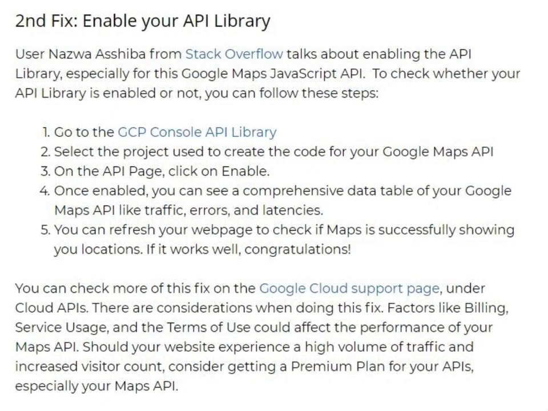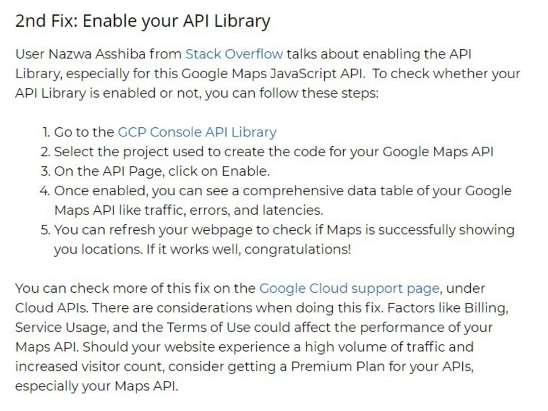User Nazwa Ashiba from Stack Overflow talks about enabling the API library, especially for this Google Maps JavaScript API. To check whether your API library is enabled or not, you can follow these steps. Go to the GCP console API library, select the project used to create the code for your Google Maps API, on the API page, click on Enable. Once enabled, you can see a comprehensive data table of your Google Maps API like traffic, errors, and latencies. You can refresh your webpage to check if Maps is successfully showing you locations. If it works well, congratulations.